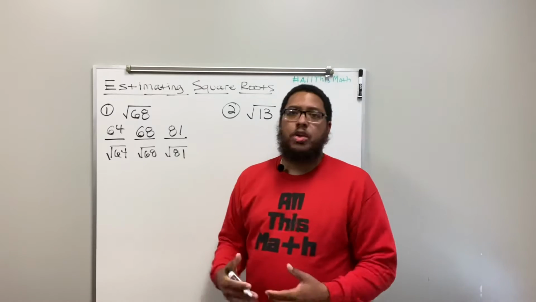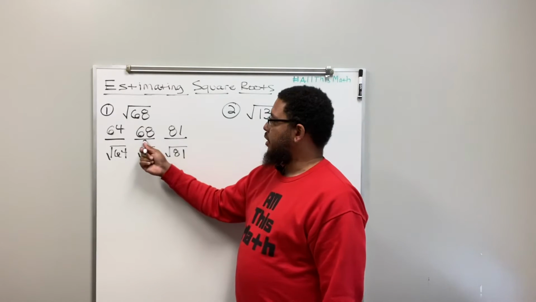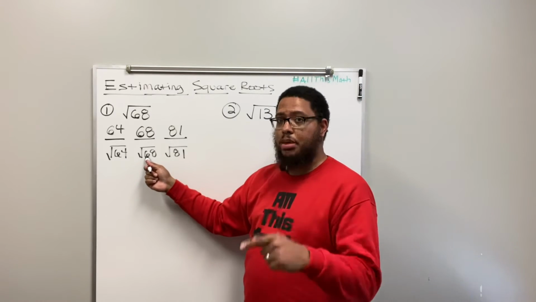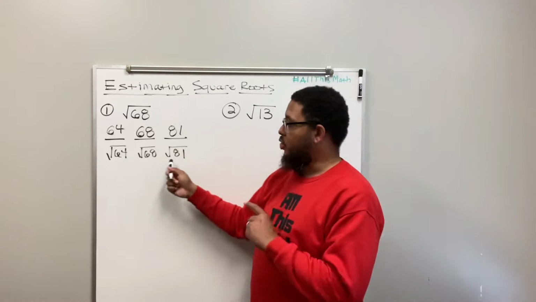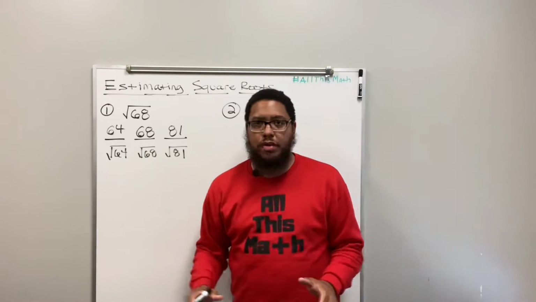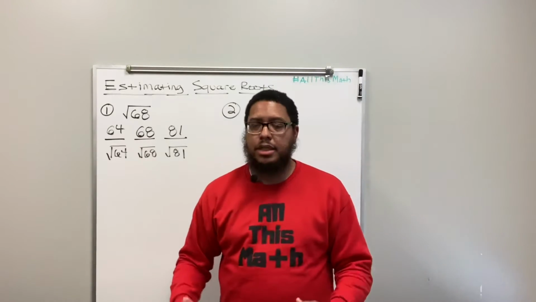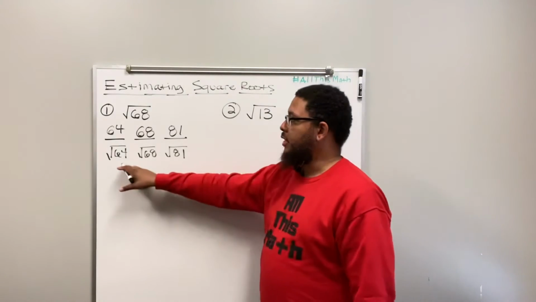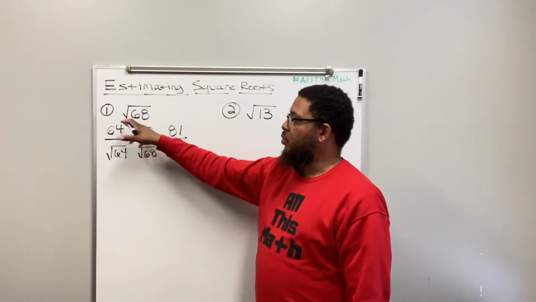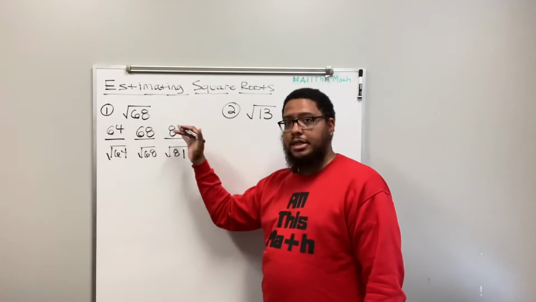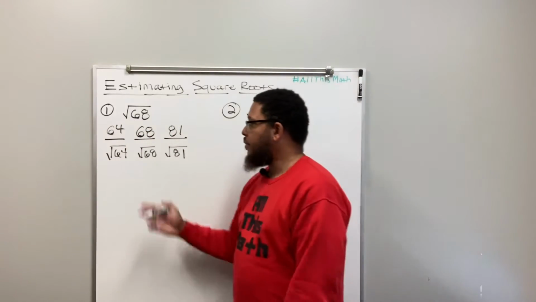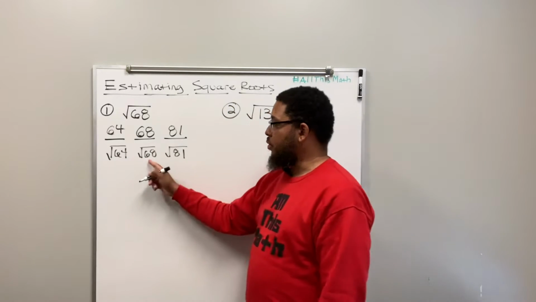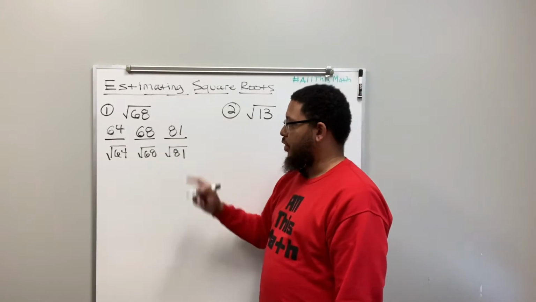Just think about how these numbers are positioned relative to each other. Think about how they would be on a number line. If this is in between this and this, then the square root should also be between the square root of this and the square root of this. That's the logic right there. Once you understand that logic, then estimating square roots becomes easy. If I know that 68 is more than 64 and less than 81, then I also know that the square root of 68 has got to be more than the square root of 64 and less than the square root of 81.